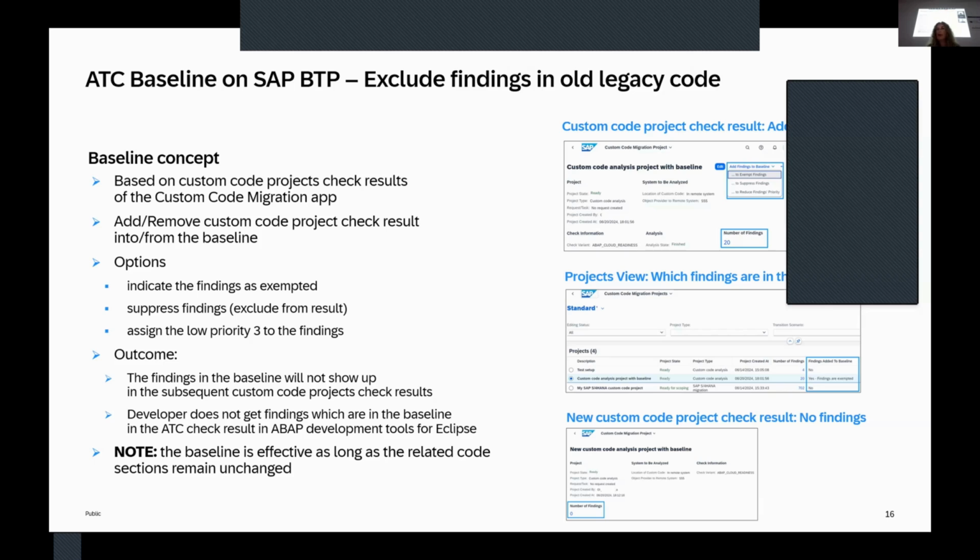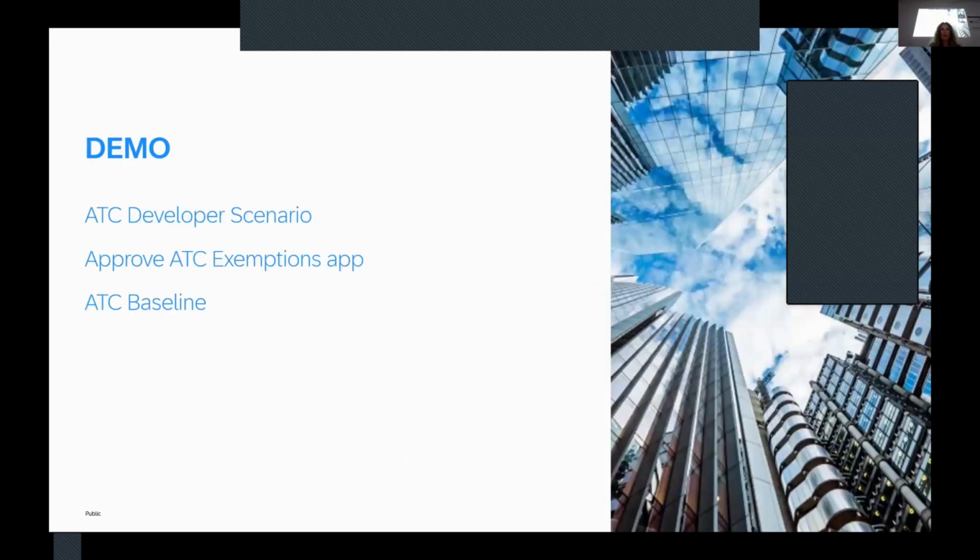And the outcome of putting findings into the baseline would be that the findings will not appear in the central ATC check result anymore. If you again create custom code projects with the same check variant and execute the ATC run again, you will not get these findings. And another benefit is, of course, that the developer who had these findings in his ADT will not get the findings if he executes an ATC run over his development. So this was with regard to the baseline.